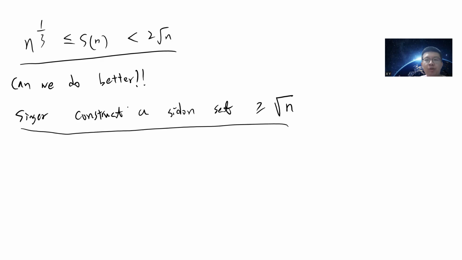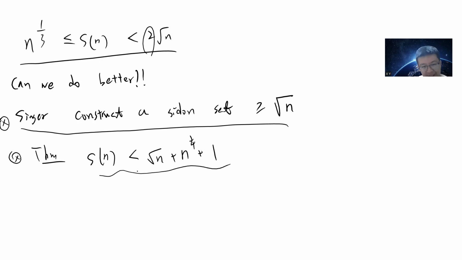So basically, the construction is difficult, and I will not talk about it here, but you can construct a Sidon set which is greater than square root n. But I mean, there's still a factor of 2 here, right? So even though we can improve this, the theorem that I'm going to finish in this video is that, using more sophisticated analysis, one can show that S of n is less than or equal to square root n plus n to the 1/4 plus 1. So this is the more sophisticated bound.